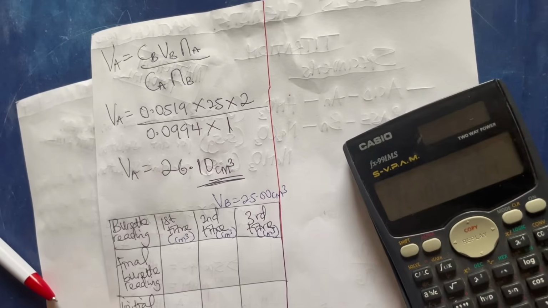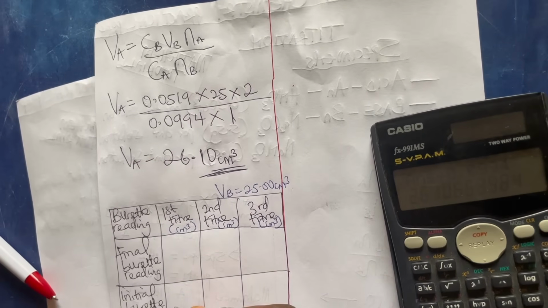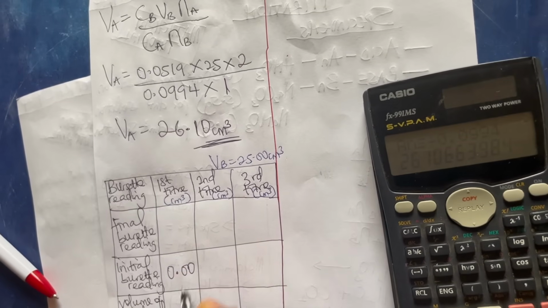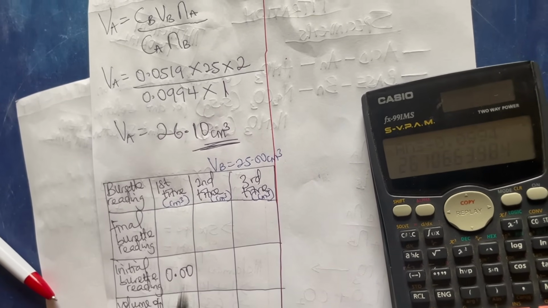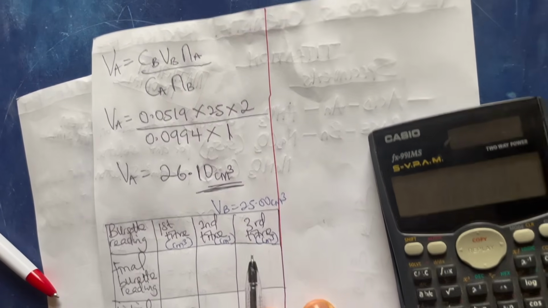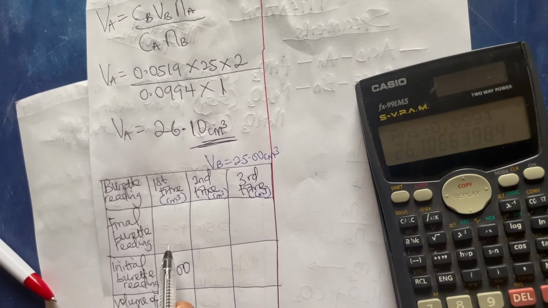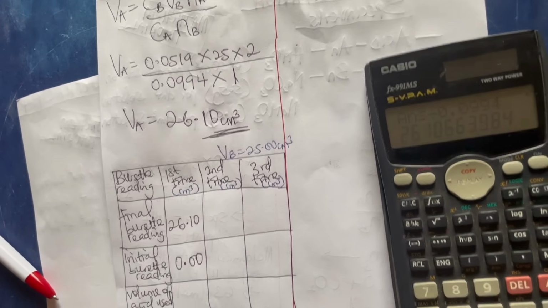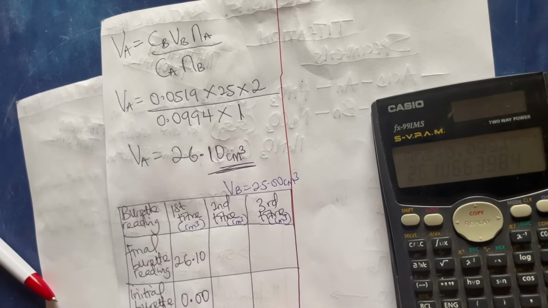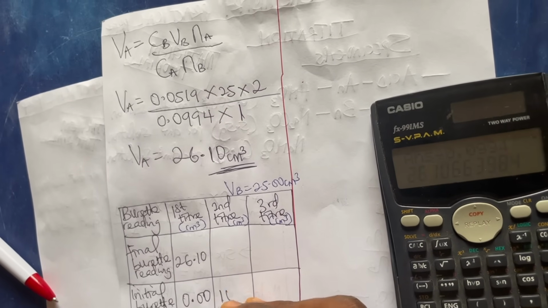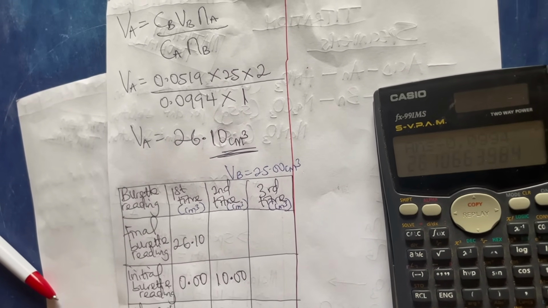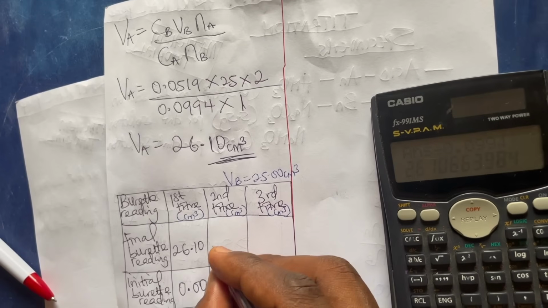Okay, so now the final burette reading. Let me start my initial here as 0.00, in two decimal places. I want to permutate this to 26.10. Let me start my initial here as 10.00. You get? I started it as 10.00, my initial.